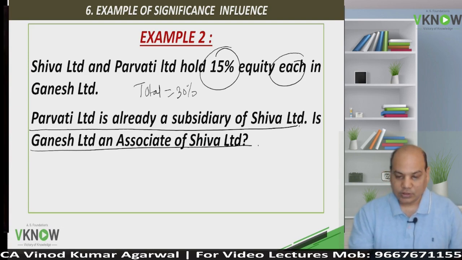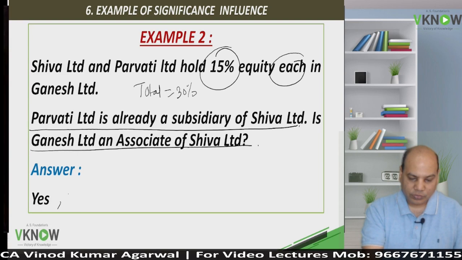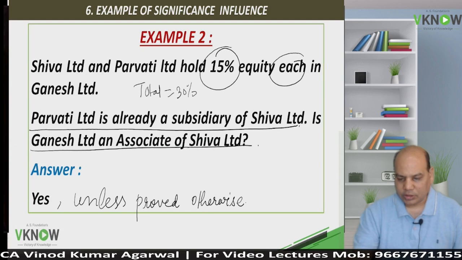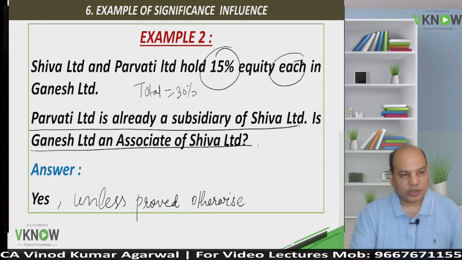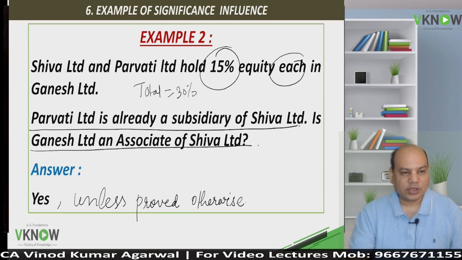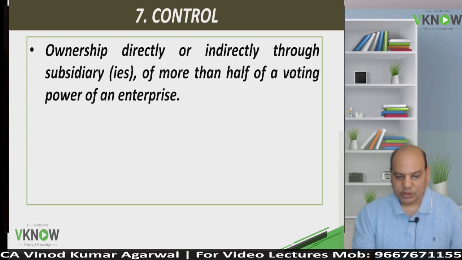The answer is yes, unless it can be proved otherwise. Write down unless proved otherwise. Because with more than 20%, if they are not participating in financial and operating policy decision, then we will say that there is no significant influence and hence there is no associate relationship unless proved otherwise.